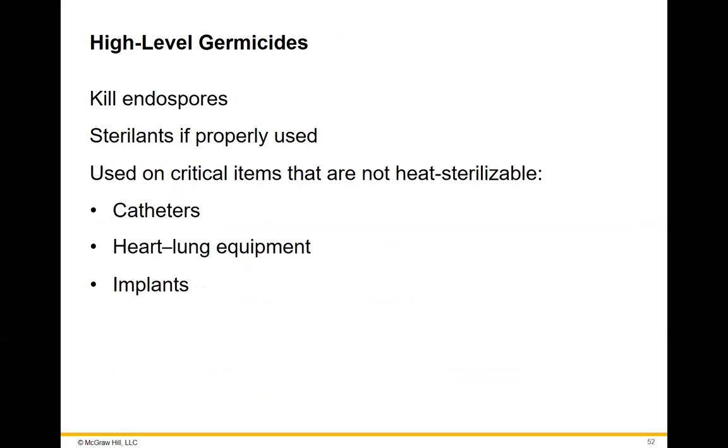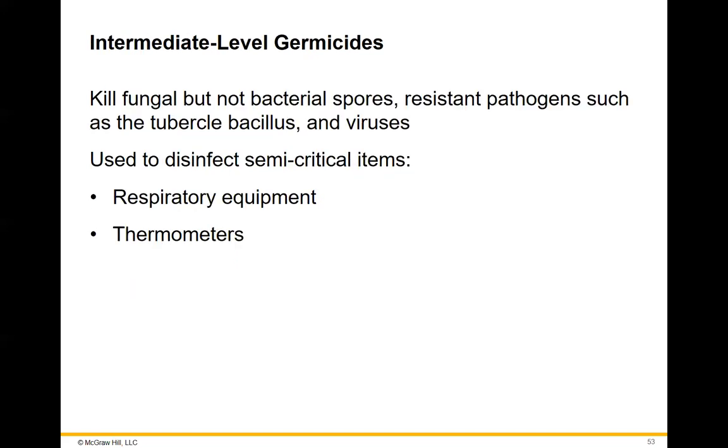So high-level germicides. These are going to be for your critical items. What does that mean? They're going to touch sterile tissues. So this is catheters, heart-lung equipment, and implants. So we want high-level germicides for that one. Intermediate, these are going to be used for the semi-critical. This is the ones with the mucous membranes, respiratory equipment, and thermometers.